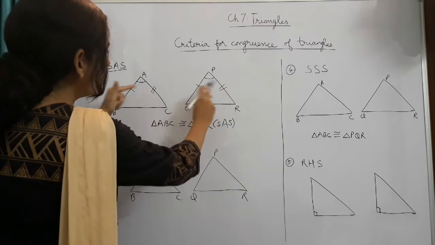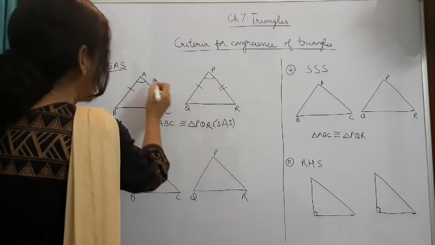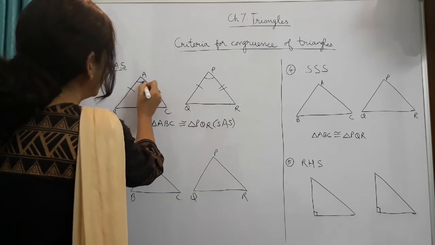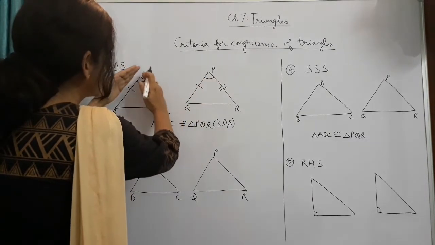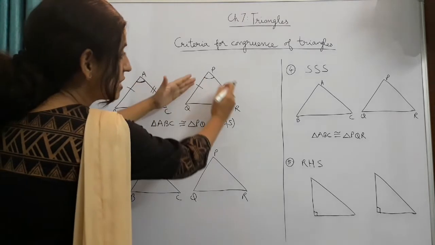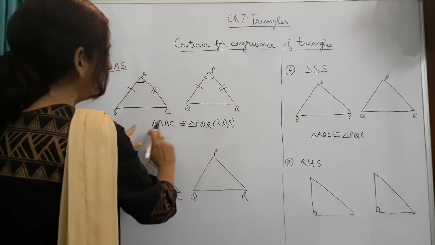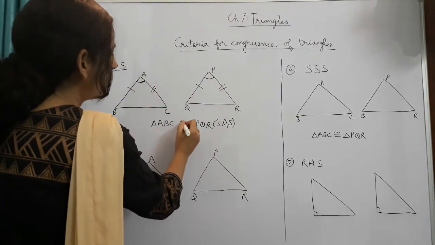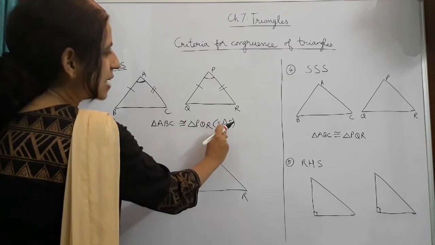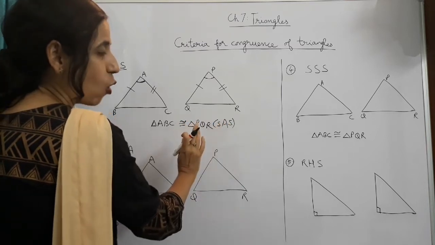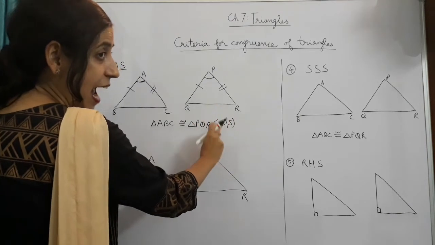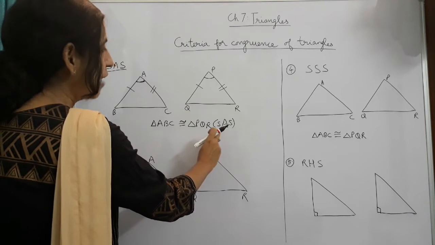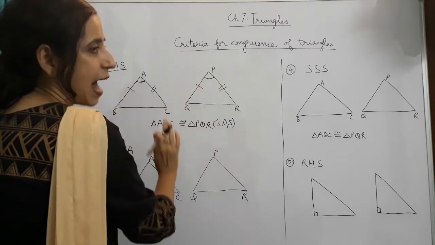So over here two sides are equal and the angle, which angle? It has to be the included angle. The angle which is included between the two sides are equal. Then the two triangles are said to be congruent by SAS criteria of congruence. SAS is side, angle, side. And which angle do we have to take? We have to take the included angle.